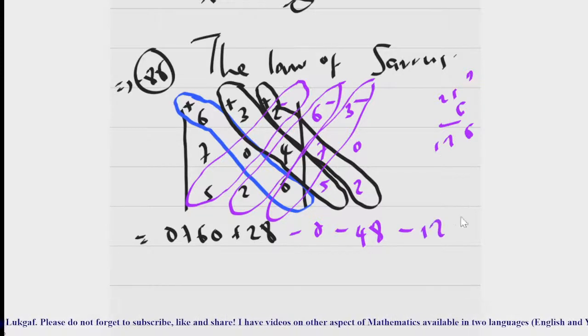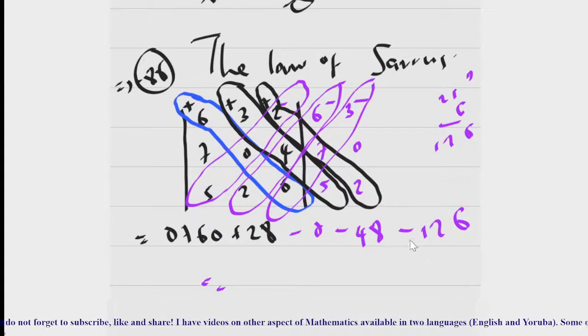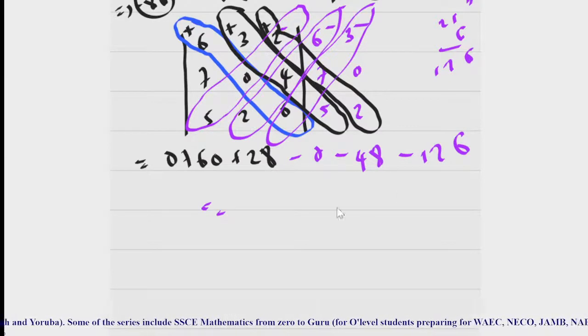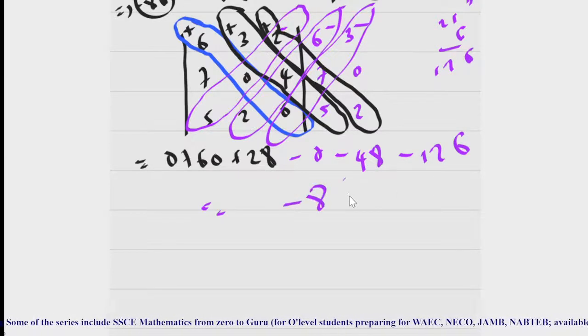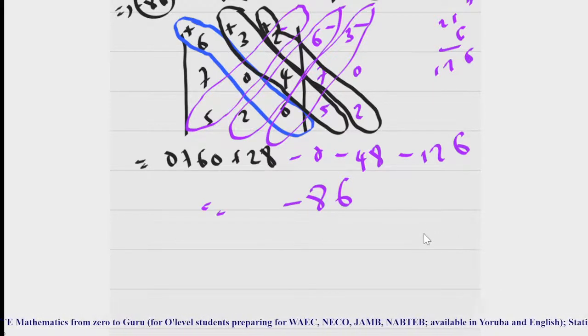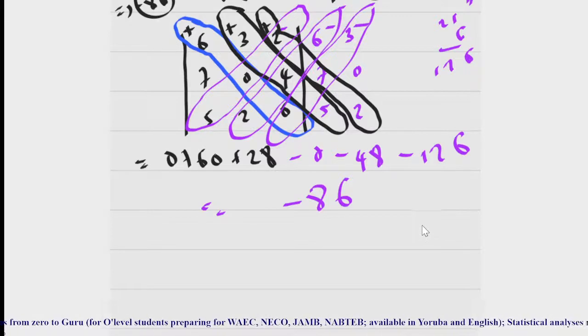that's 126. You see that if you add them together, you are going to have minus 86. Let's do that. 60 plus 28 will give me 88. 88 minus 48 will give me 40. And 40 minus 126, that's minus 86. You can see it is very simple. That's the law of Sarrus.